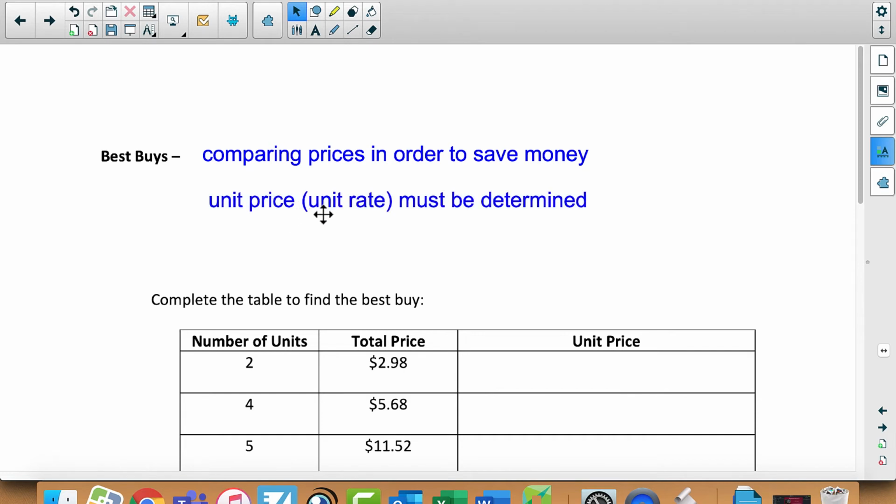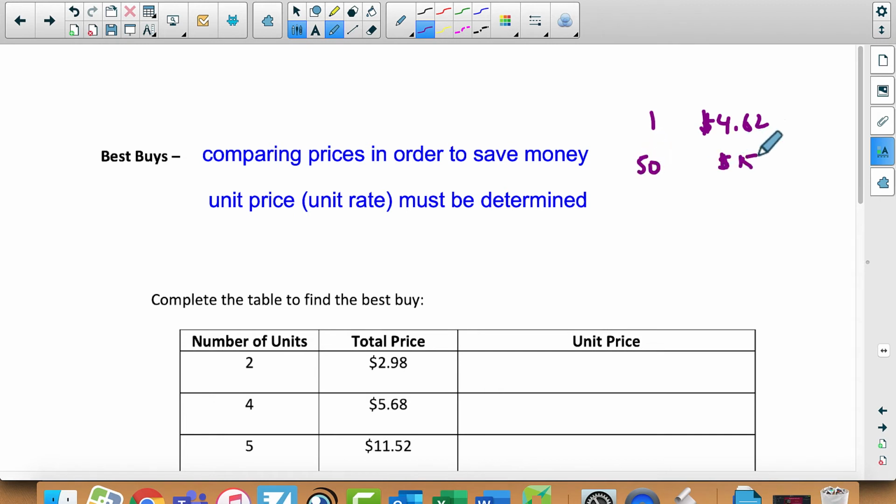Now, to do this easily, if you find the unit price, which is just like the unit rate, then it's going to be very easy to compare. So remember, unit rate means 1. You want to find the price of one object. And of course, just because something has a lower unit price doesn't mean it's better. If I found I could get 1 bottle of ketchup for $4.62, or I could get 50 bottles of ketchup for $150, that's definitely a lot cheaper per bottle to get 50 for $150.